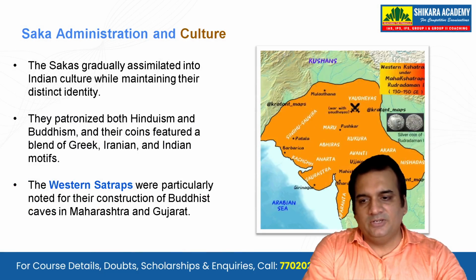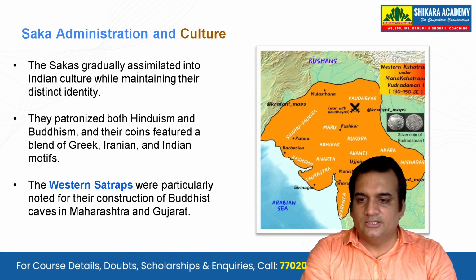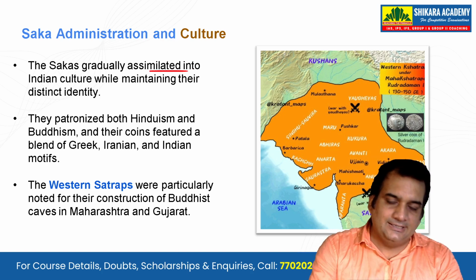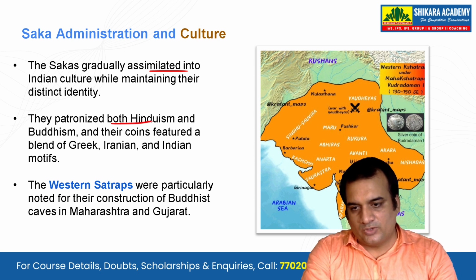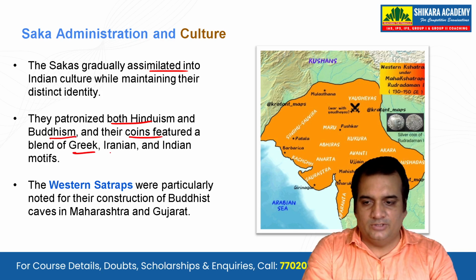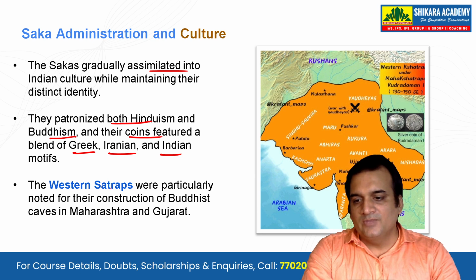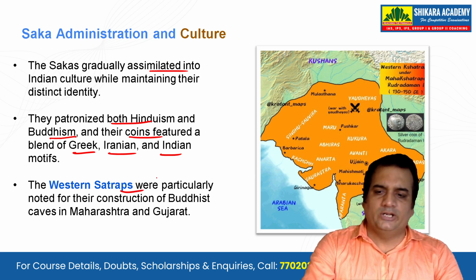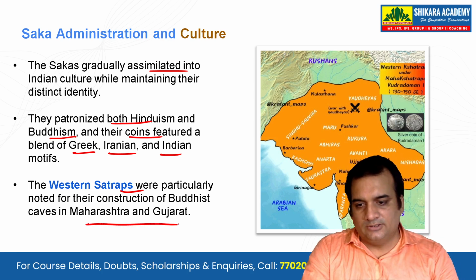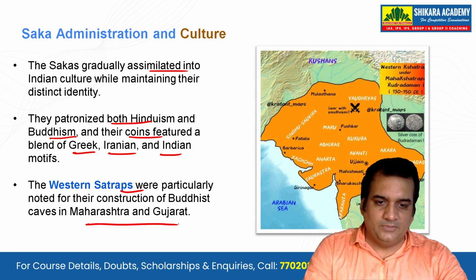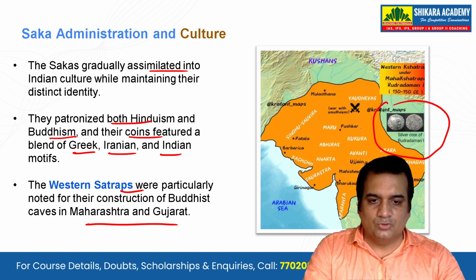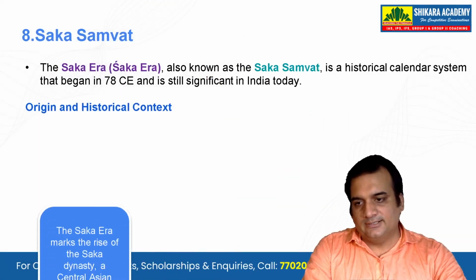Now, Saka administration and culture, if we talk about it, Sakas gradually assimilated into Indian culture while maintaining their distinct identity too. They patronized both Hinduism and Buddhism, and their coins featured a blend of Greek, Iranian and Indian motifs. The western satraps were particularly noted for their construction of Buddhist caves in Maharashtra and Gujarat. This is something that you should remember. And we also see the silver coin that was issued by Rudradaman I shown here. You can zoom in and see.